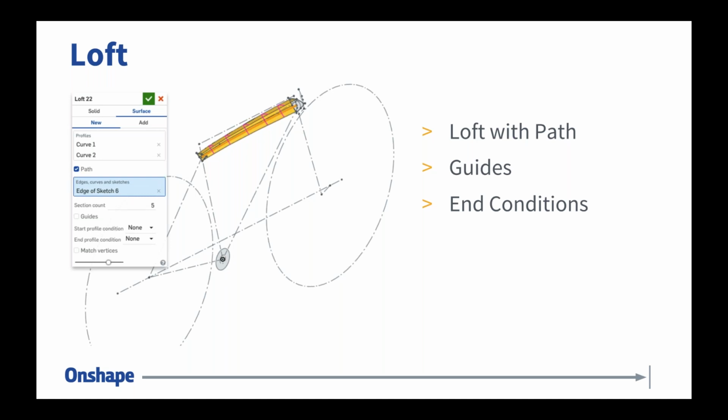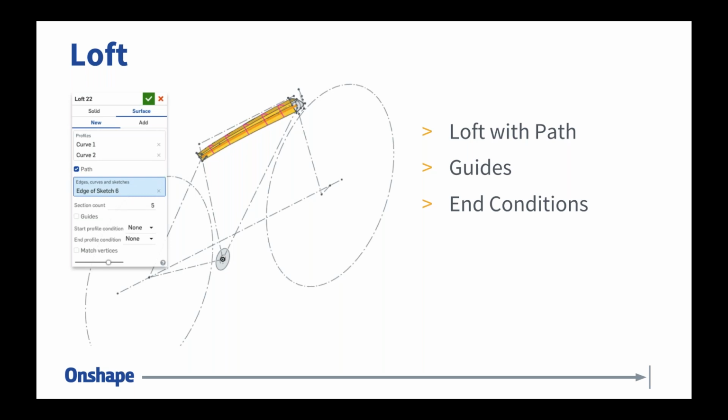And what's really unique is Onshape will automatically add these intermediate profiles between your selections. So you can see in the screenshot there, the top post of the bike frame was created using a loft with a path. And you can see those pink intermediate sections between the two lofted profiles controlled by, in this case, a spline joining the two.